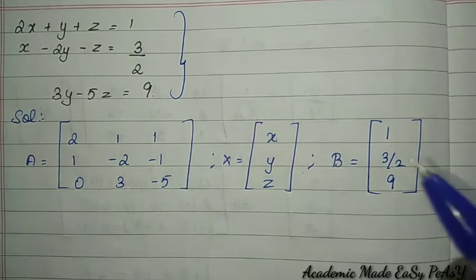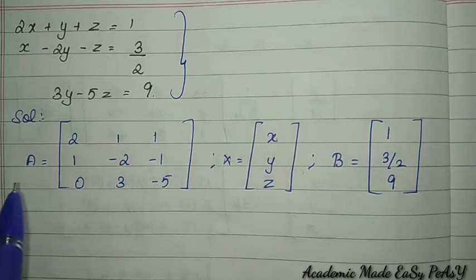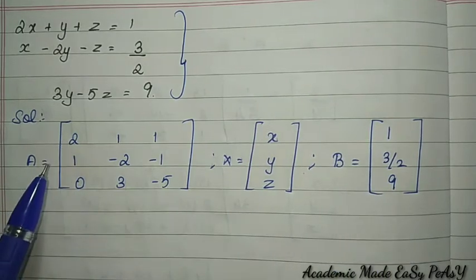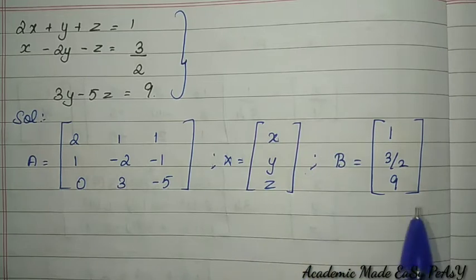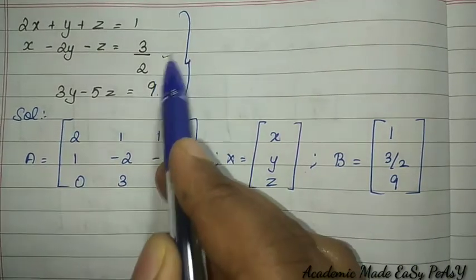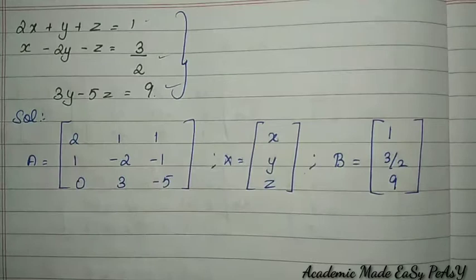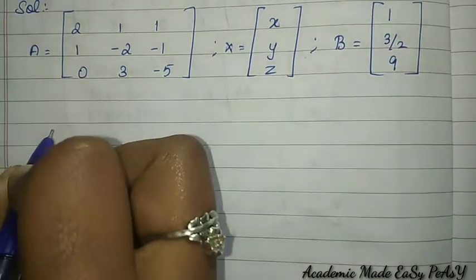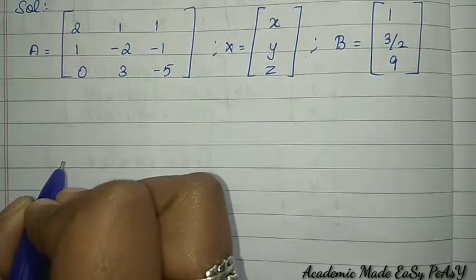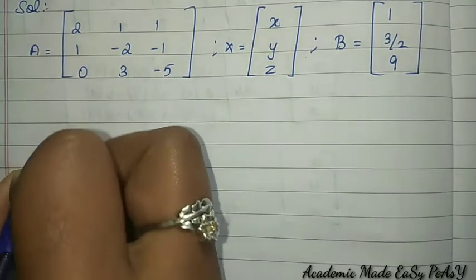So what I did is that I took the 3 matrices A, X and B. A contains the coefficient of the variables, X contains the variables, and B contains the solution for these equations. So now let us start. First, we will be finding A inverse. Now, in order to find the A inverse, we have to find the determinant of A first.